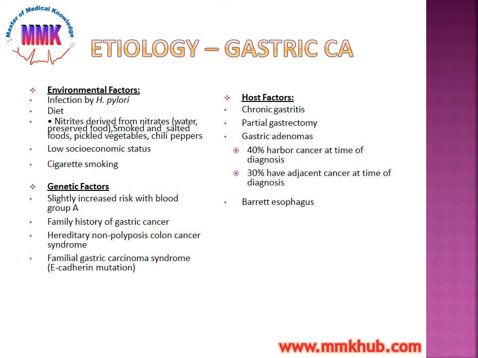Genetic factors include slightly increased risk with patients of blood group A, family history of gastric cancer, history of hereditary non-polyposis colon cancer syndrome, and history of familial gastric carcinoma syndrome. While host factors include the presence of chronic gastritis, history of partial gastrectomy, presence of gastric adenomas, and Barrett's esophagus.